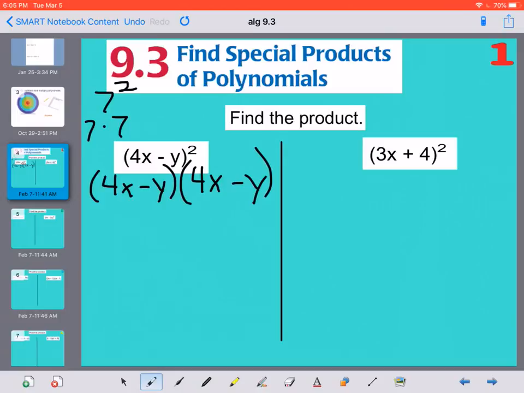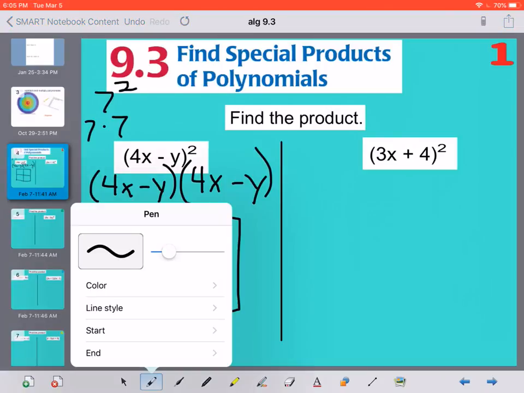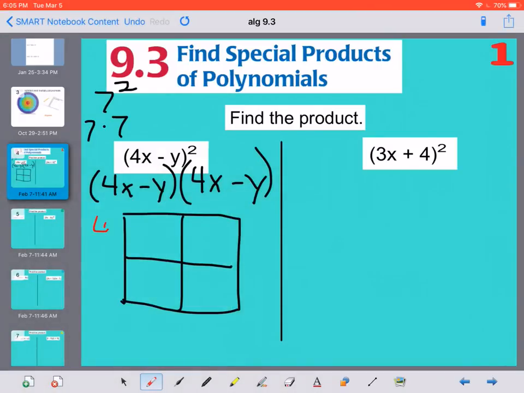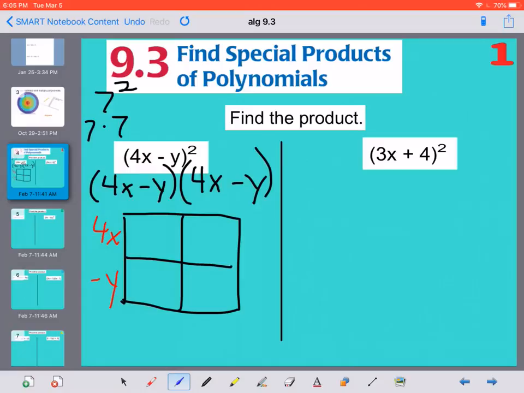So how we can work this out is we can draw a box with 4 squares inside of it. On one side, we're going to have 4x minus y. On the other, we're also going to have 4x minus y. So we just need to multiply these. So 4x times 4x gives us 16x squared.